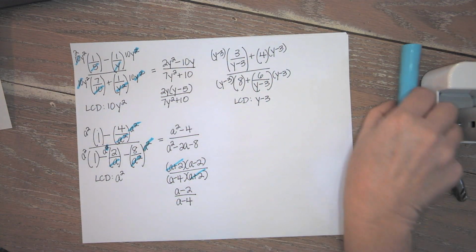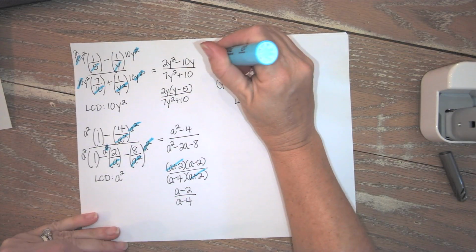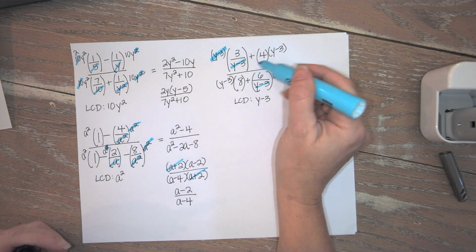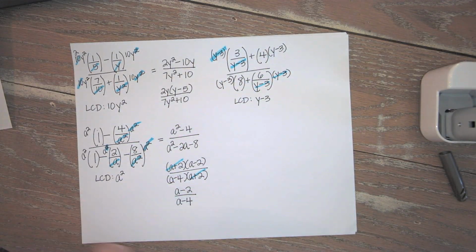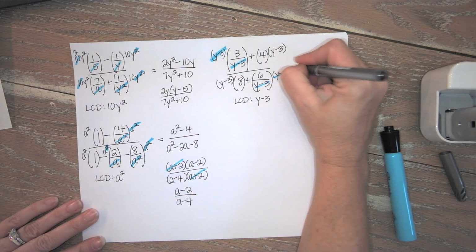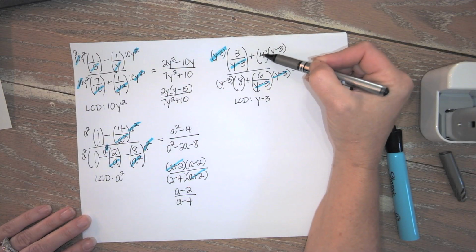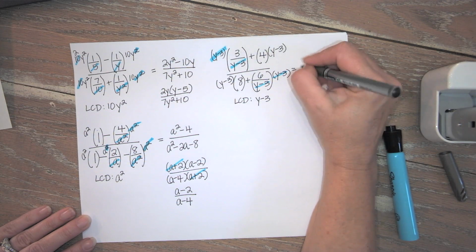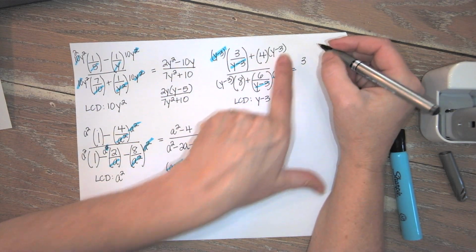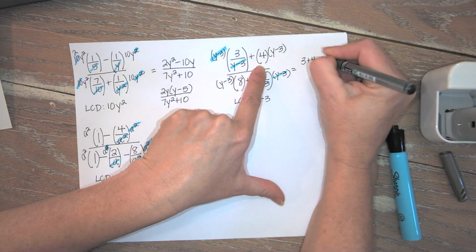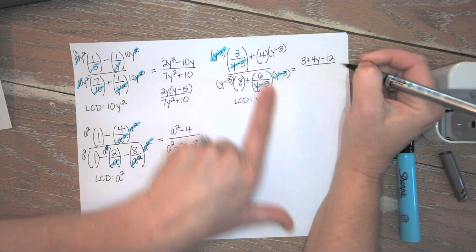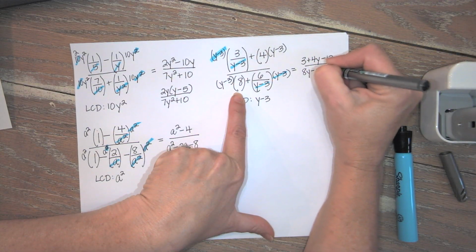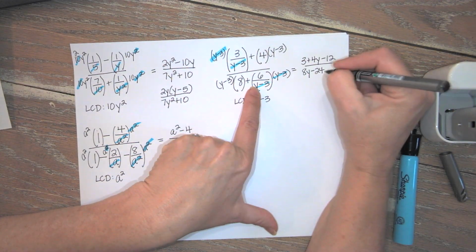Okay, so let's see. Here, our y minus 3's can cancel. And also here they can cancel. Nothing's canceling here or here. But what we have to be careful of when we have a binomial that we're multiplying by is when we get to this side, we have to distribute. So here we just have a 3. On this part, we have to distribute. So 4y minus 12. And then on the bottom, we have to distribute here. 8y minus 24, and then plus 6.